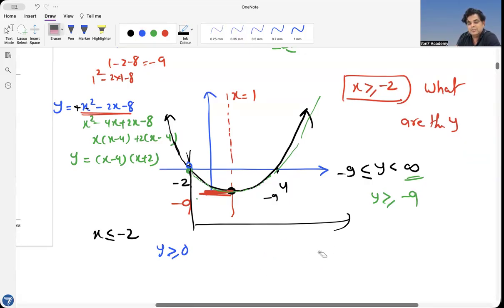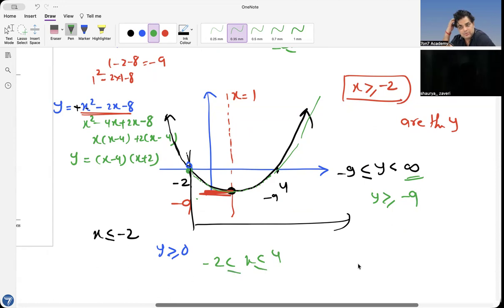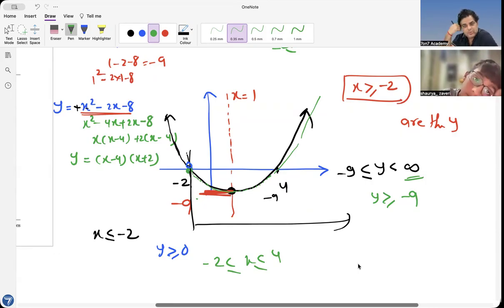If I take x in between minus 2 to 4, then what would be the y? If I take x in between minus 2 to 4, what is the range of y values? The range of y values is between minus 9 and 0.